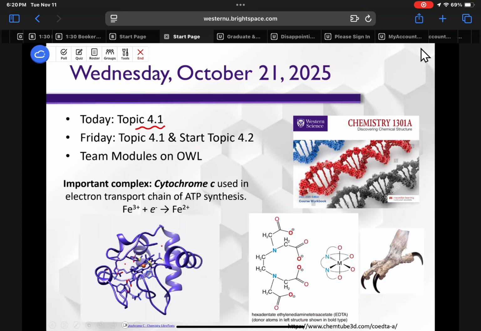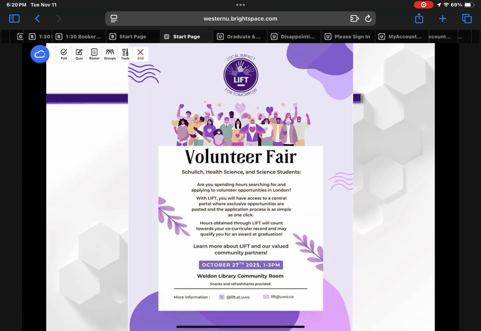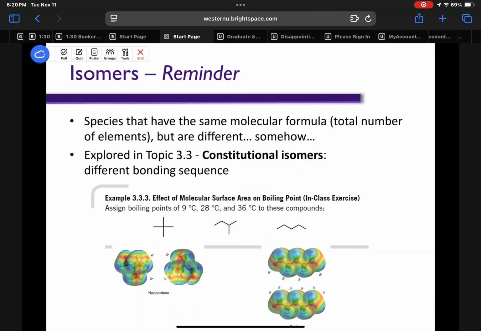So lots of important applications with transition metal complexes. We learned about how to name transition metal complexes, what the square brackets are about, how to calculate the oxidation state based on the number of different types of ligands. Remember that a ligand could be an anion, like chloride or hydroxide, or it could be a neutral molecule, like water or NH3.